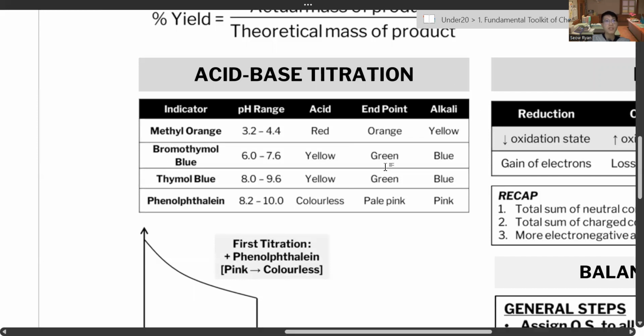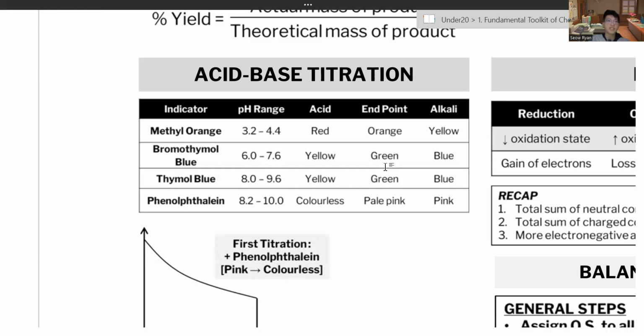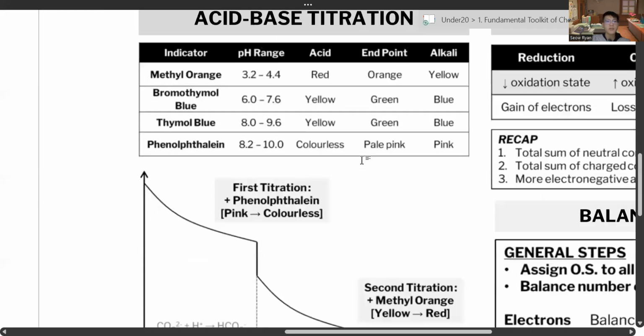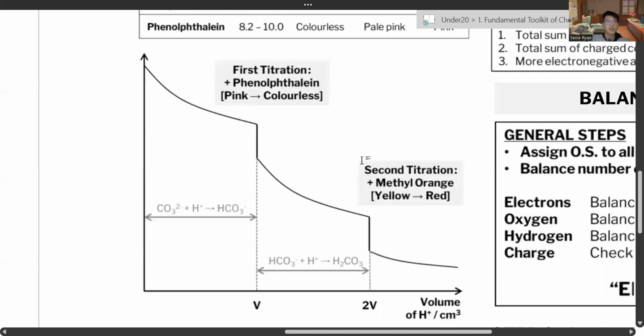And then the endpoint is always like the mixture of the color. Because if you think about it, when you go from, say, alkali to acid for methyl orange, you will go from yellow to red. And at that point when it becomes an acid, you will have a bit of red. So yellow plus red is orange. So that's the endpoint.